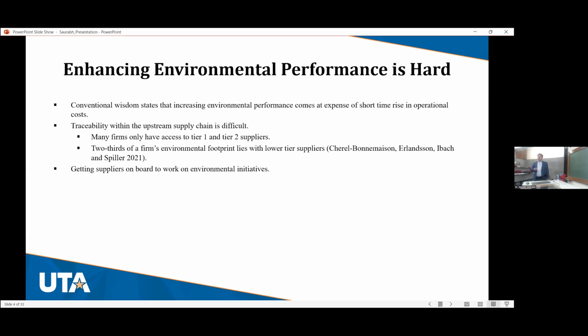Traceability within the supply chain is very hard. COVID made that even more evident, right? Everyone is talking about transparency. Where are we getting our products from? Who are our third tier, fourth tier suppliers? What kind of operations do they have?